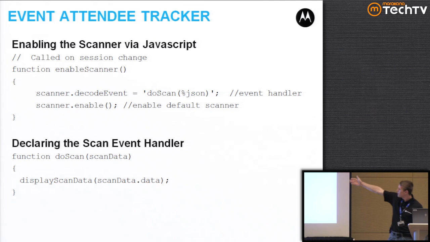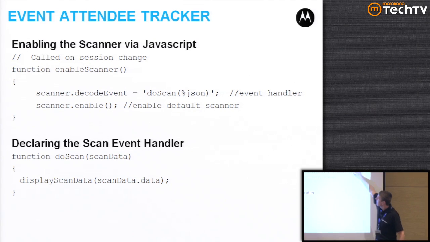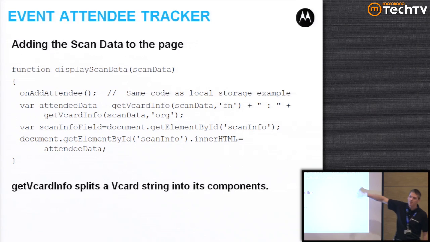And that's all the lines you have to do in order to enable the scanner. In fact, you don't even have to have this top line. If you don't specify a callback, then it'll output the data in what we call wedge mode, which just sends characters to the screen as key presses, similar to data wedge if you've used that.